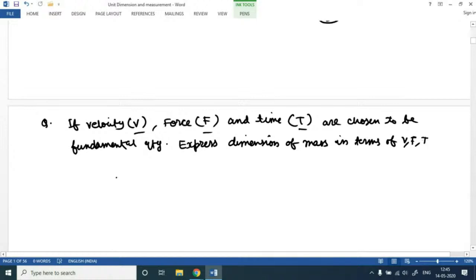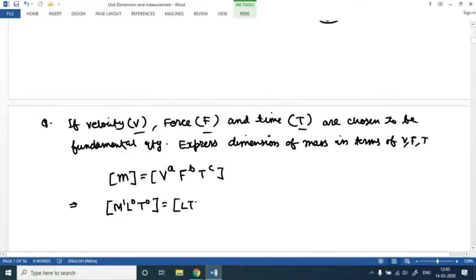So what we are going to do? Say the dimension of mass, we want to express in terms of velocity, force, and time. So it would be something like V to the power a, F to the power b, and T to the power c. You should realize the dimension of mass you can write as M to the power 1, L to the power 0, T to the power 0. The dimension of V you can write as LT minus 1, to the power a. The dimension of F you can write as MLT minus 2, to the power b. And the dimension of T you can write simply as T to the power c.